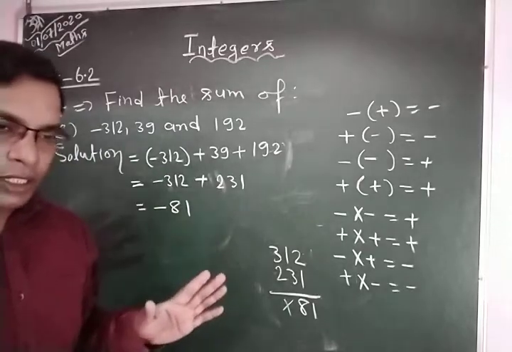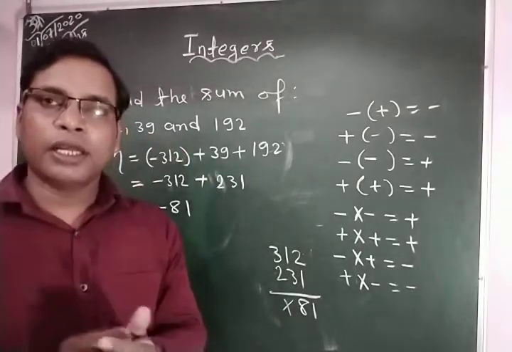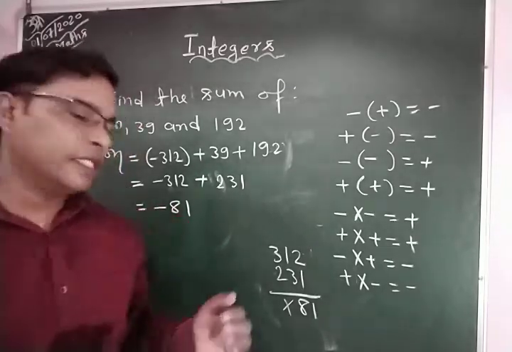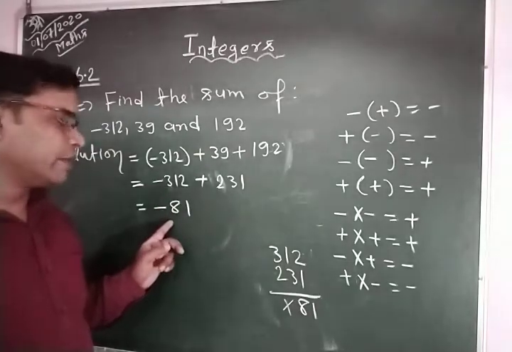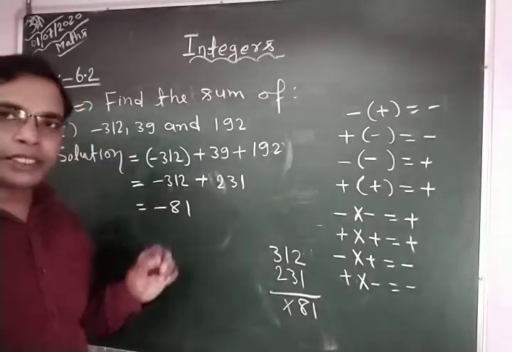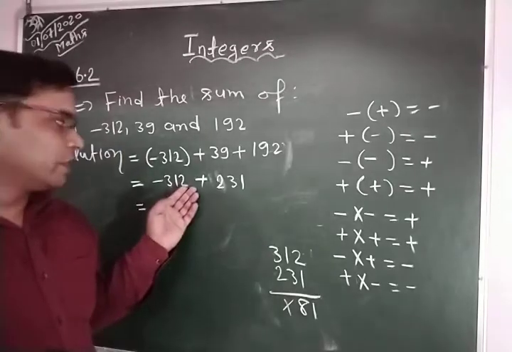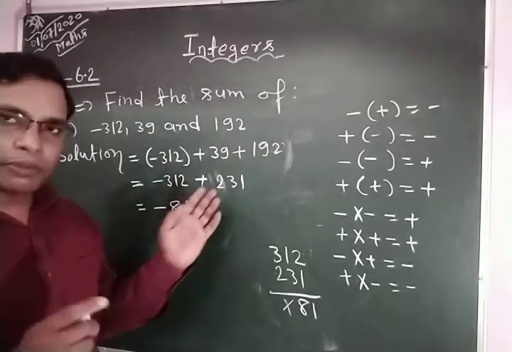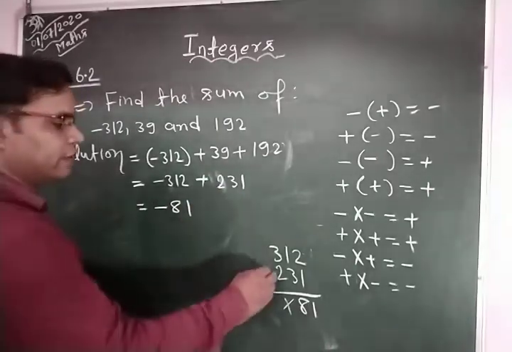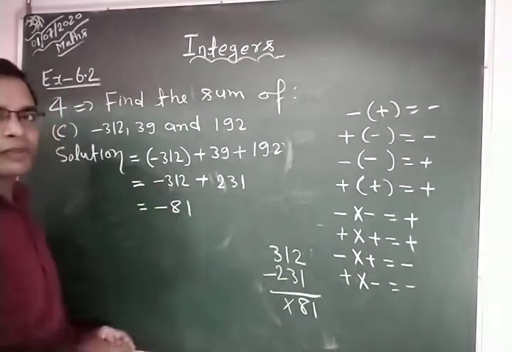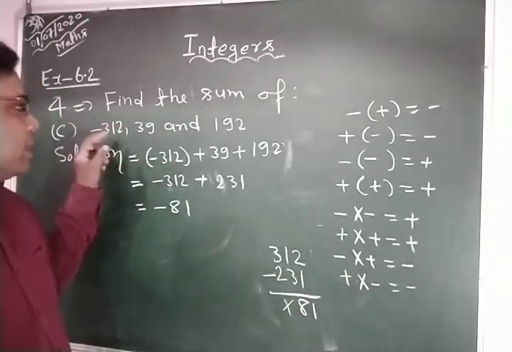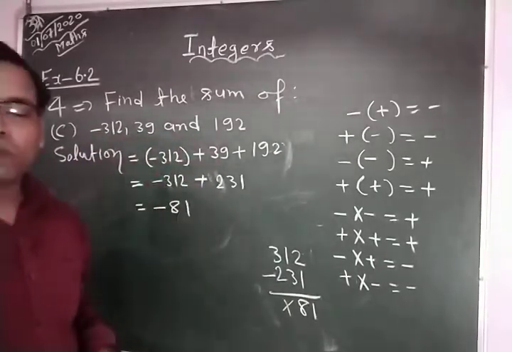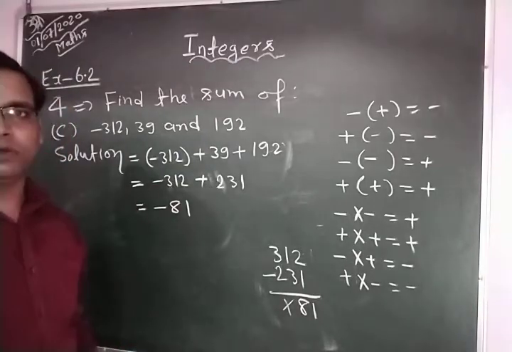So it is clear that the subtraction is done here. We subtract the small number from the greater number and we use the sign of the greater number. Here you can see the sign of the greater number is minus, so you use minus and subtract the small number from the greater number. So 312 is the greater number and 213 is the small number. When you subtract, we find 81. So you can say the sum of minus 312, 39 and 192 is minus 81.